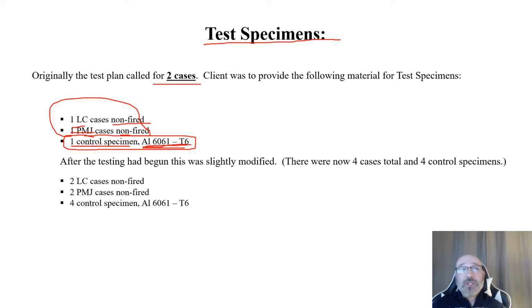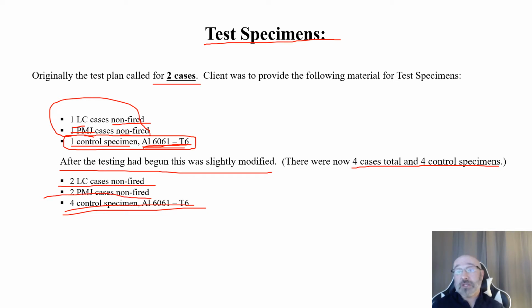After this testing had started, we found a couple of things, talked with our client, and then decided to bump up the preliminary test to a total of 4 cases and 4 control specimens. We really wanted to double check after each test specimen and before each test specimen that everything was calibrated and running correctly, and that we could verify those results from our machine. So we got 4 different control specimens of this aluminum 6160T6, and we also had now 2 of the LC non-fired cases and 2 of the PMG non-fired cases as well.